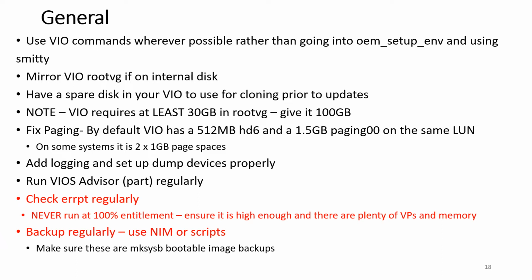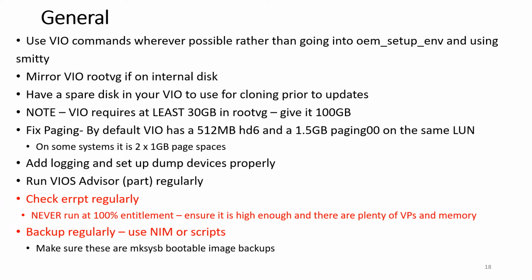Whenever you're working on a VIO server to do any kind of an update, do not try to force things through using root. You should always use the VIO commands. So if you want to patch Java or SSH or SSL, put the stuff in its own directory and use the update ios command. Don't just do SMIT. You should also mirror your root VG if you're using internal disks, but if you're on the SAN, there's no need to do that. However, you will still need a spare disk in your VIO so that you can take a clone using alt disk copy prior to doing any updates.